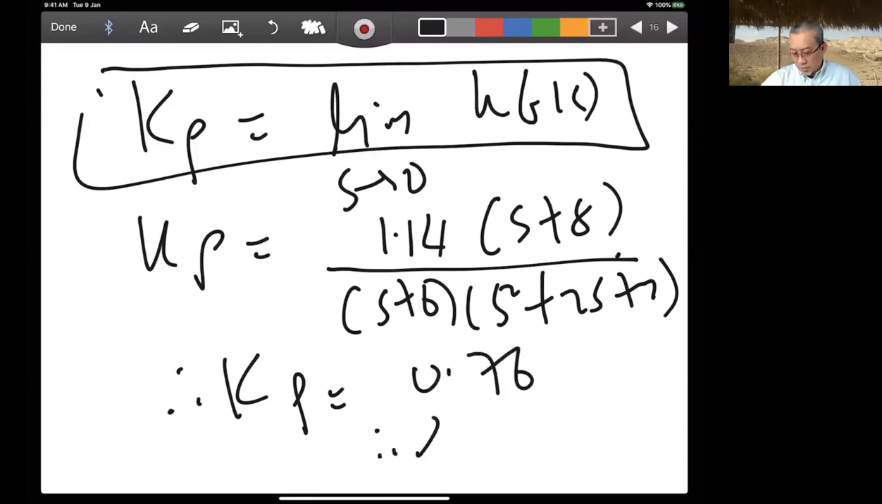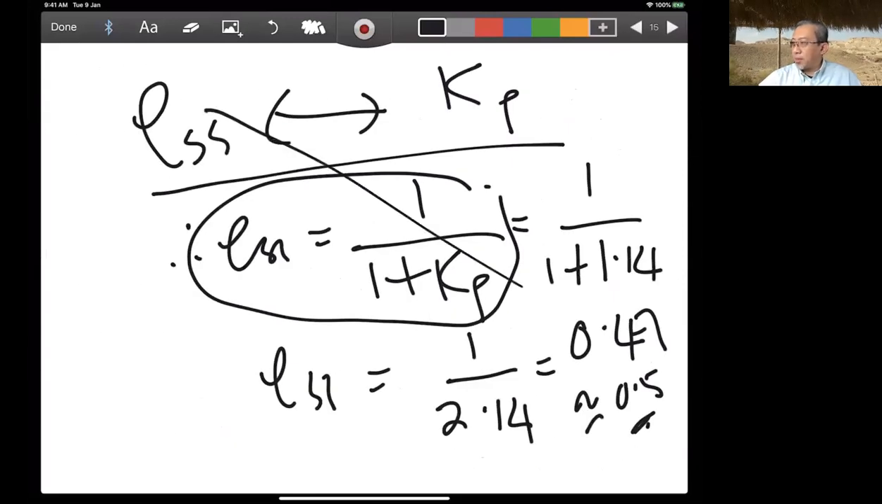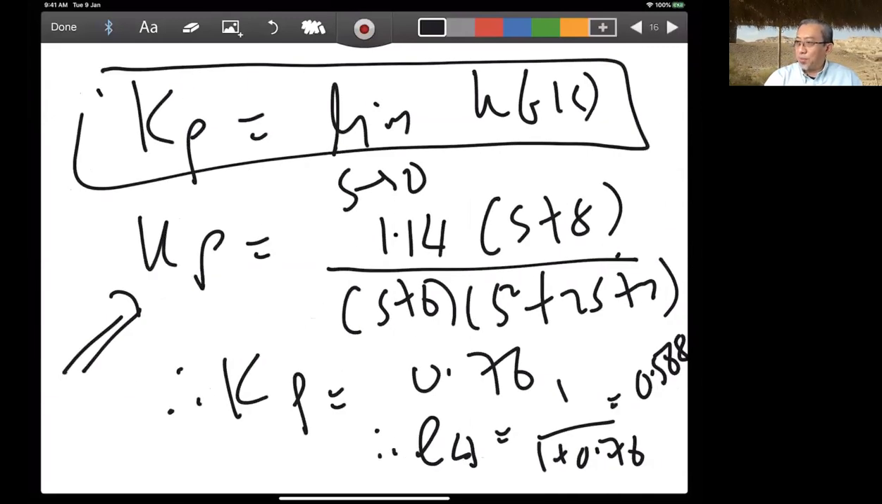And then ESS is equal to 1 over 1 plus 0.76, which is 0.568. So use this formula. Cancel the previous one, don't use it. This one is more accurate compared to assuming K as KP.